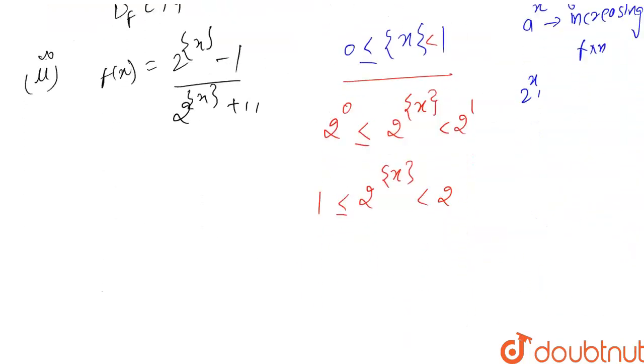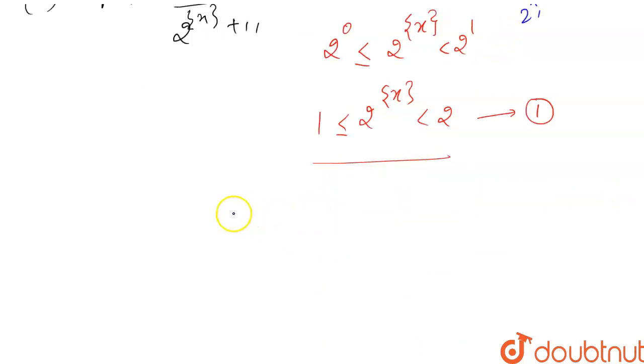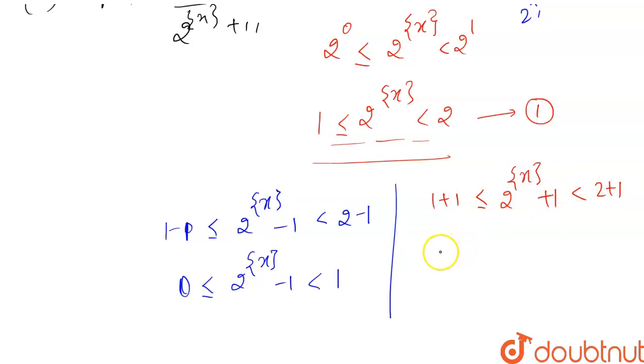Now let's call this inequation 1. In this inequation let's subtract 1. On subtracting 1, we have 1 minus 1 is less than or equal to 2 to the power fractional part x minus 1, and it is less than 2 minus 1. So it is 0, less than or equal to 2 to the power fractional part x minus 1, less than 1. Now again let's add 1 in inequation 1. Then we have 1 plus 1 is less than or equal to 2 to the power fractional part x plus 1, and it is less than 2 plus 1. So we can say that 2 is less than or equal to 2 to the power fractional part x plus 1, and it is less than 3.